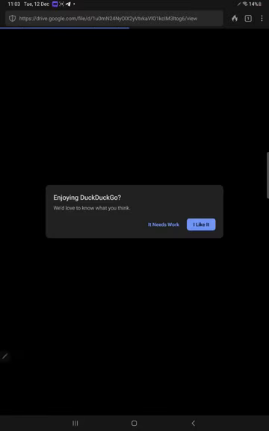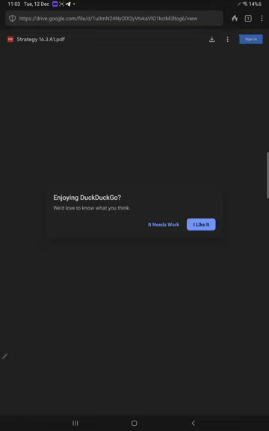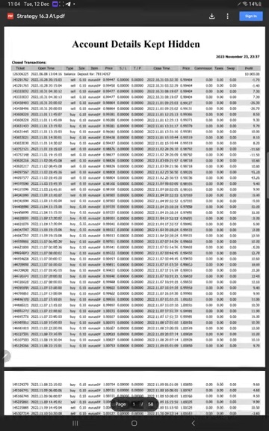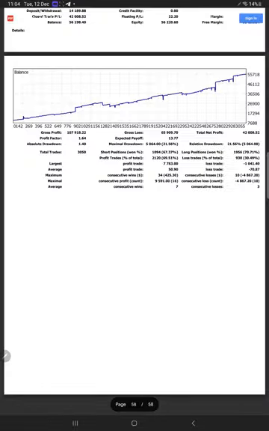Let's check this for MT4 as well. Total 58 pages of statement is available. This is for MT4. This also we will attach, so each and every trade can be verified.